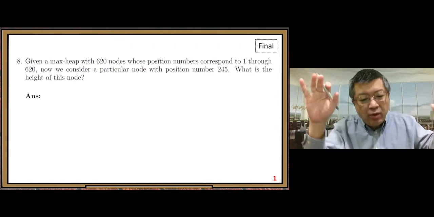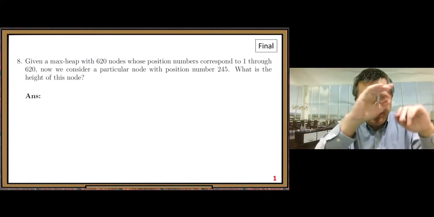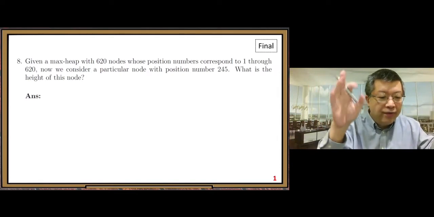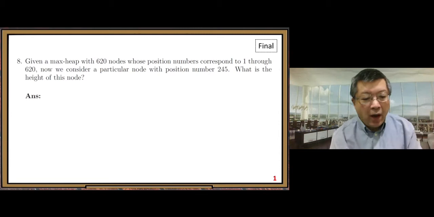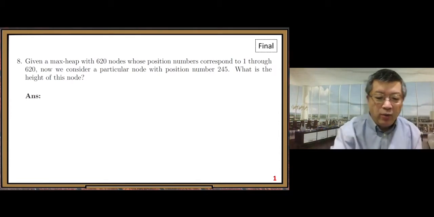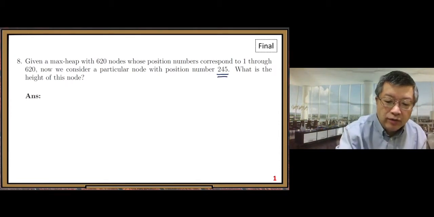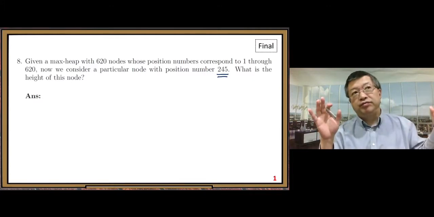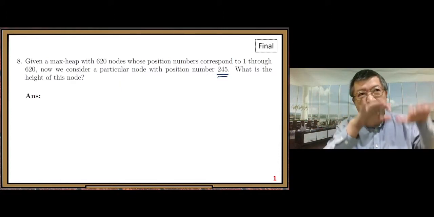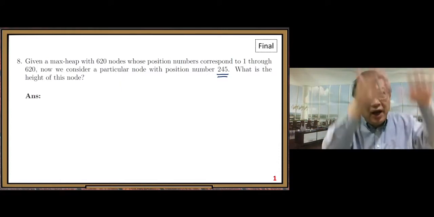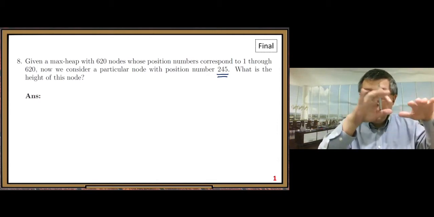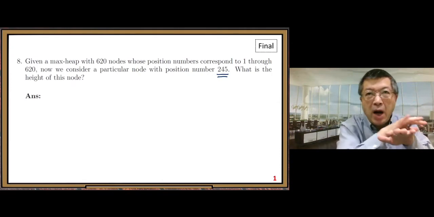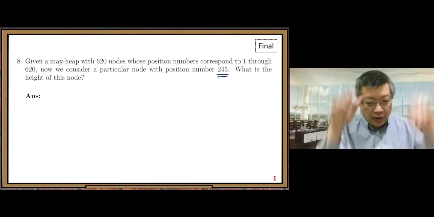Given a max heap with 620 nodes whose position numbers correspond to 1 through 620. Now we consider a particular node with position number 245. What is the height of this node? First, I hope you know the concept of the height, right? Number of levels comparing with the bottom level.